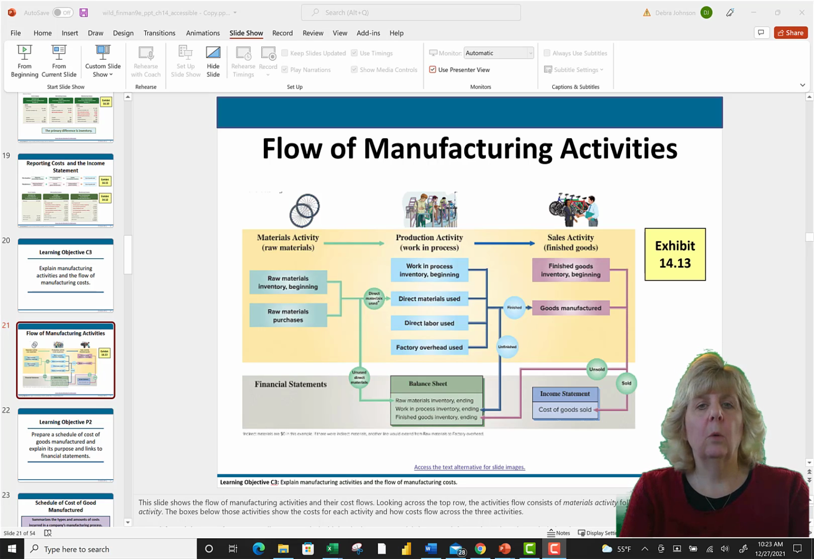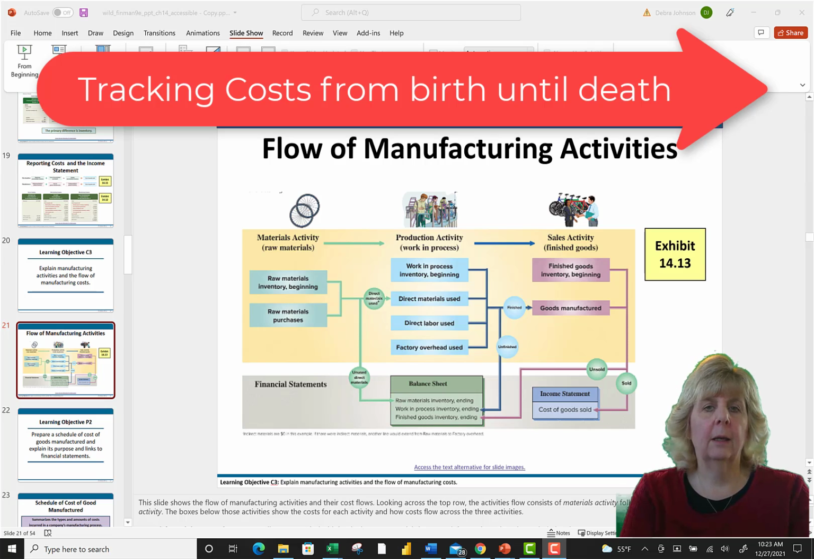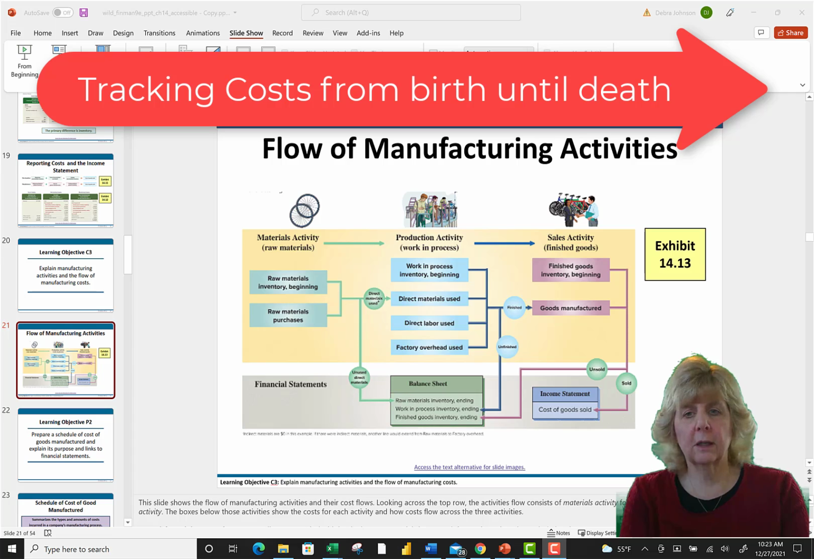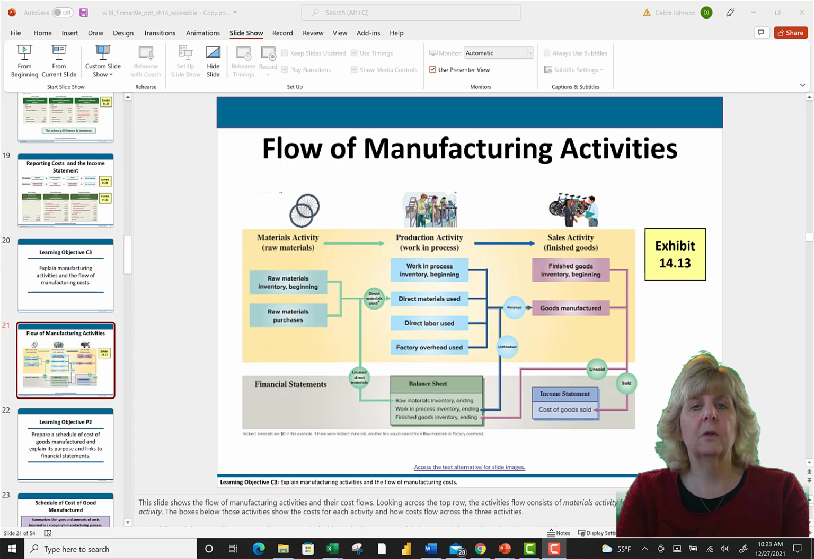Okay, you may want to pause for a little break because the second half of today's lecture is going to be on tracking the costs from birth until death. Some of you might be saying, is she crazy? What does from birth until death mean? Remember, there are 3 product costs. We're going to track those today from birth till death.